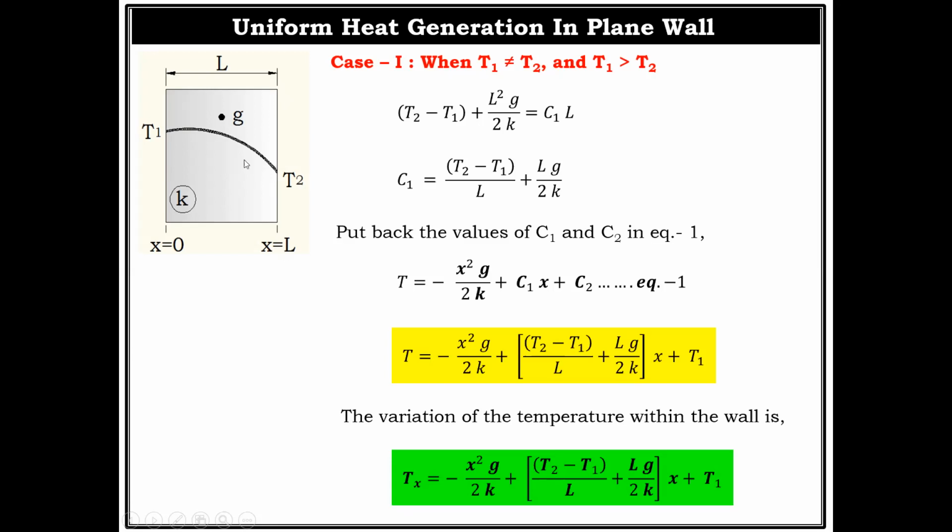But what about the midway? If anyone asks to find the temperature when x is equal to a particular value, where we reach only this portion, what is the temperature here? For that we have to use the generalized equation. So at a particular x value, what is the temperature within that slab? That becomes Tx.